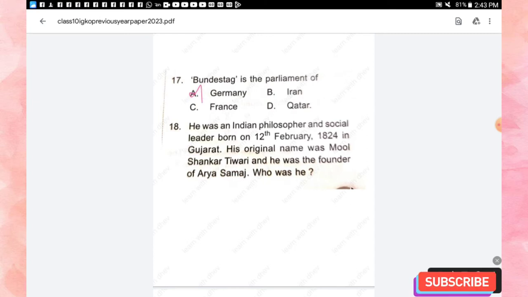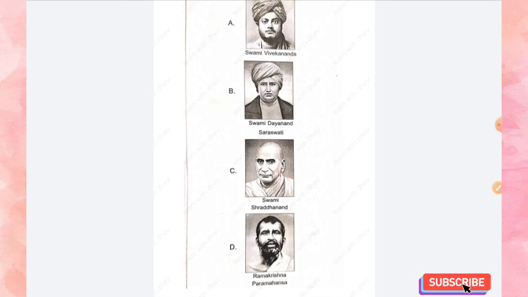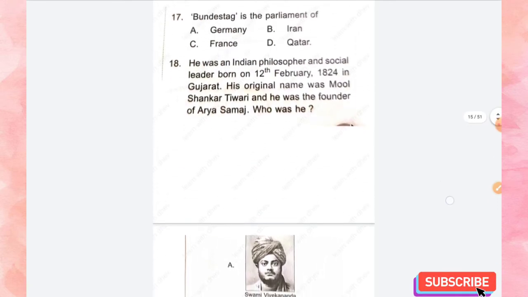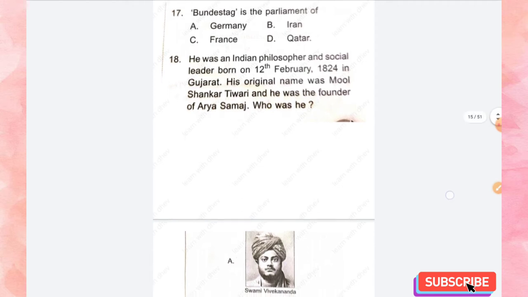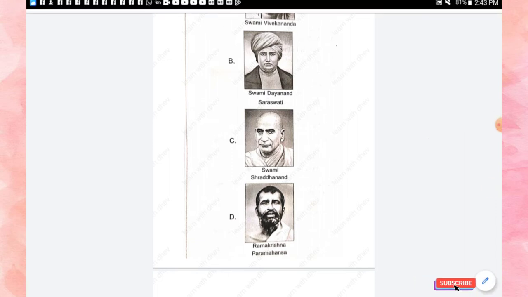Question number 18. He was an Indian philosopher and social leader born on 12th February 1824 in Gujarat. His original name was Mool Shankar Tiwari and he was the founder of Arya Samaj. Who was he? Options are Swami Vivekananda, option B Swami Dayananda Saraswati, option C Swami Shraddhananda, then option D is Ramakrishna Paramhamsa. Yes, it's option B, Swami Dayanand Saraswati.